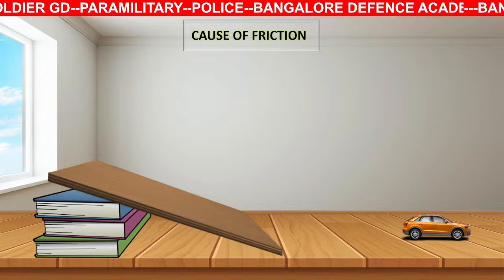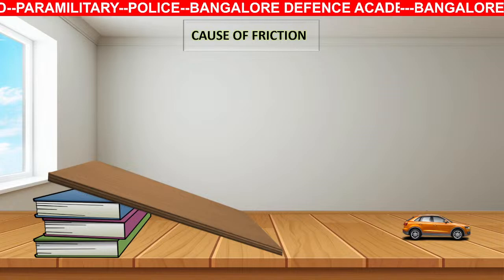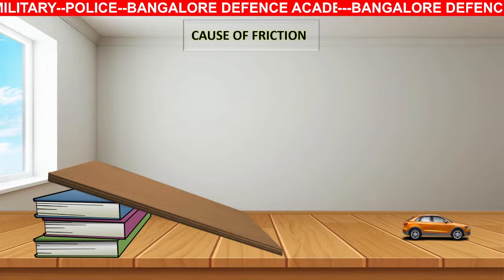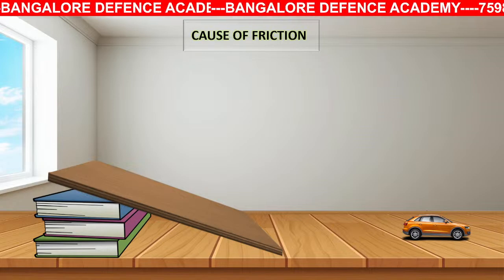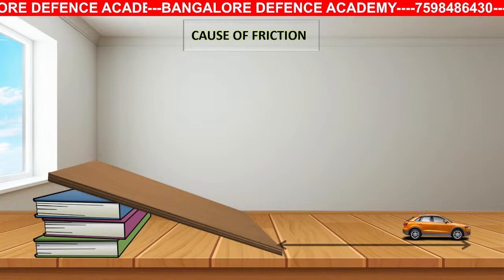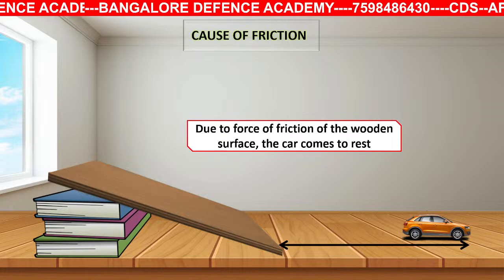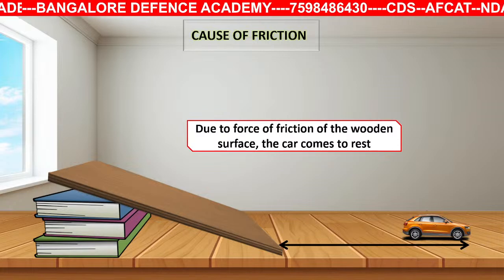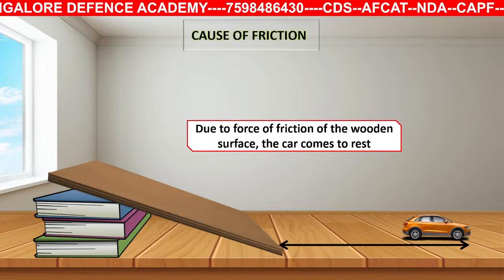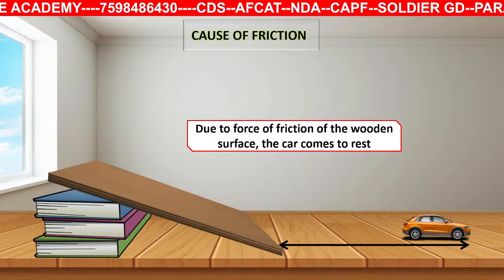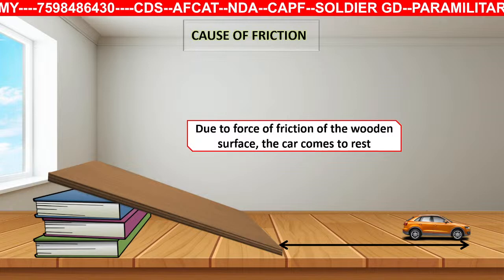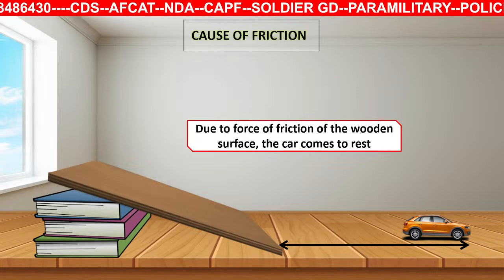What if I want to increase this distance? What if I want to make this car travel more distance? What will I do? Yes. So here, due to the force of friction on the wooden surface, the car comes to rest. When the car is coming down, it is a little faster. But here the wooden surface and the tire have friction, and the car stops gradually.